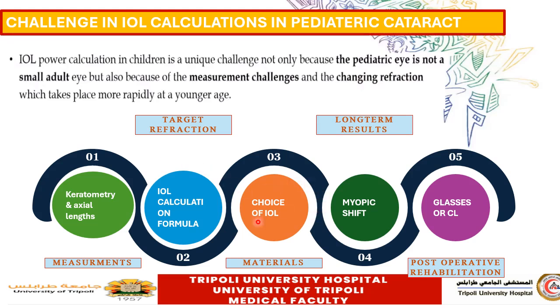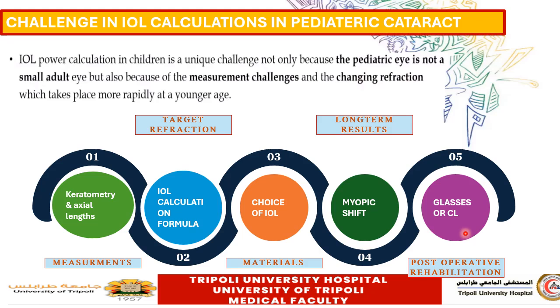Another thing about the choice of the IOLs and the types of the IOLs suitable for such cases. And also, we should understand all of these variables along with the normal myopic shift of the patients. As you know, these children are born with hypermetropia, based on the principle of emmetropization that I have spoken about before. So there is a calculated myopic shift, and we should respect this myopic shift to achieve good growth of the eye.